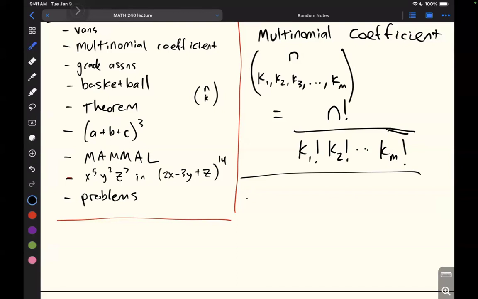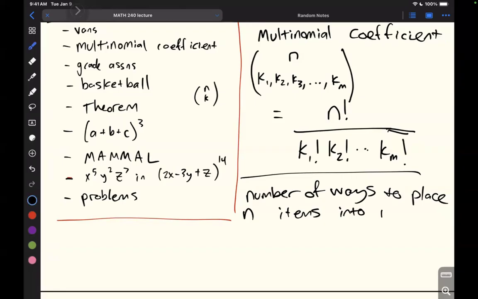So this is the number of ways to place n items into m groups of sizes k1, and so on to km.